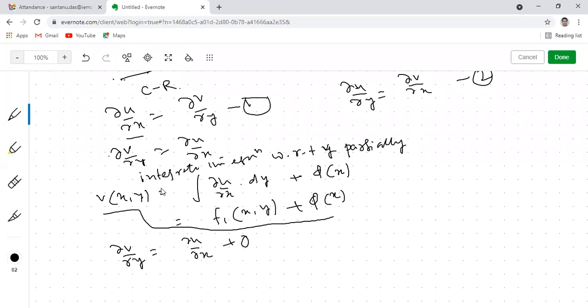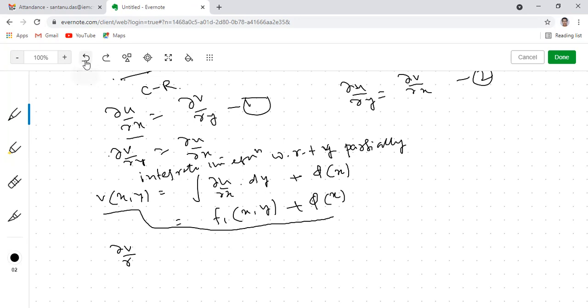So that's why whenever you are integrating partially, the integrating constant will be a function of x or y depending on with respect to which variable you are integrating. If you integrate with respect to y partially, the integrating constant will be a function of x. Similarly, if you integrate with respect to x partially, the integrating constant will be a function of y. Is that clear or not? Yes, sir. Is that clear to all of you? Yes, sir. Okay.